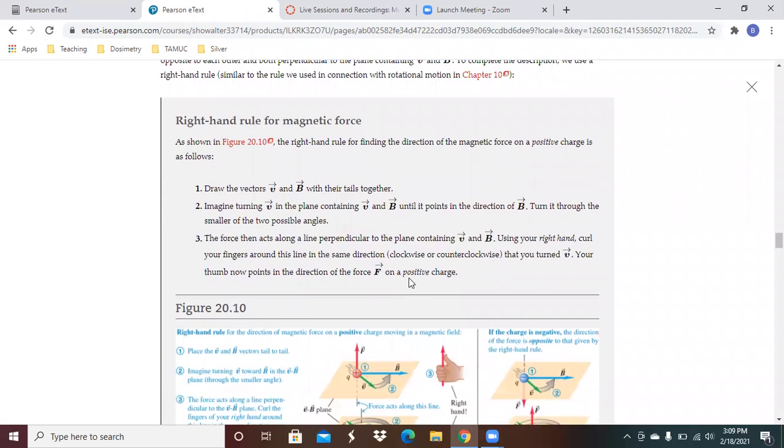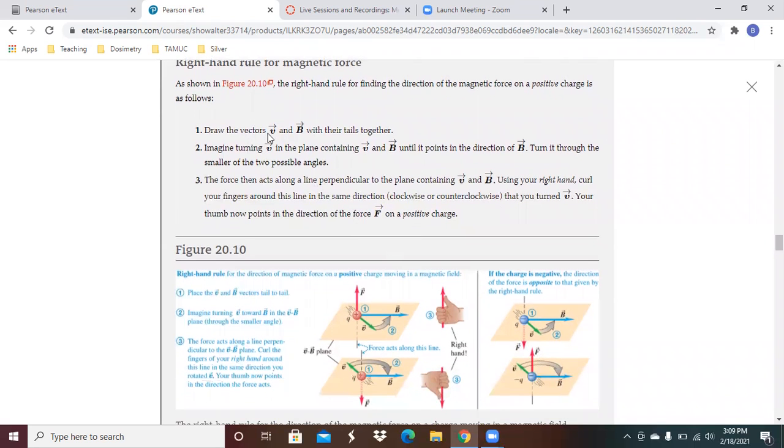So how do we go about determining the vector orientation of the force? As shown, the right-hand rule for finding the direction of the magnetic force on a positive charge is as follows. You put the vectors together at the tail. Now you imagine turning V in a plane containing both V and B until it points in the direction of B. So you're going to take this and rotate it towards this. You turn it through the smaller of the possible angles. In other words, you don't take it and wrap it all the way around this way. You take it and turn it towards the smaller part.